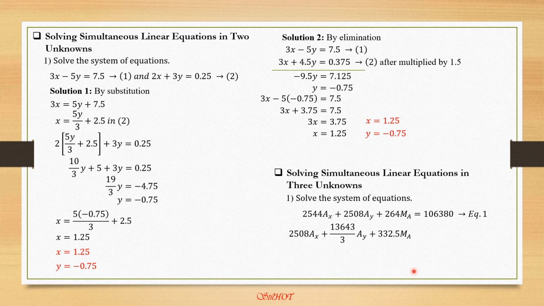and the third equation is 264ax plus 332.5ay plus 35ma equals 16,470. So the first solution is by substitution. So we simplify the first equation. We express ax in terms of ay and ma.